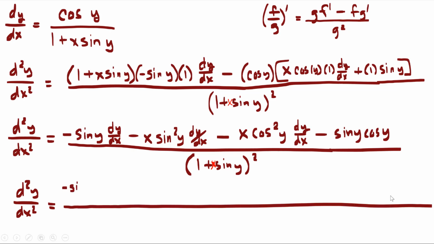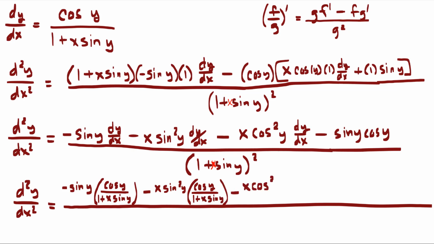So let's go with it here. Negative sine y cosine y over 1 plus, oh good, I remembered my x this time, x sine y, minus x times sine squared y over my dy/dx originally. Oh, this is so much fun. Minus x cosine squared y times all that again.